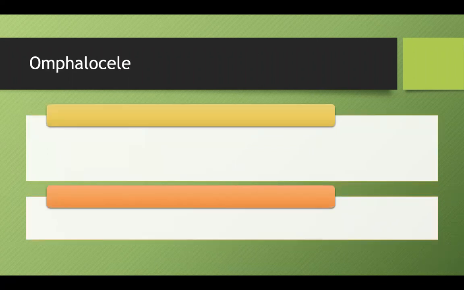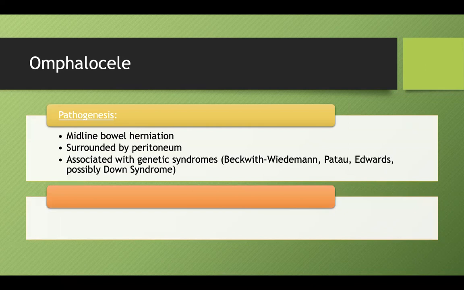Let's move on to a word that I can pronounce a little bit better, omphalocele. So in omphalocele, this is a midline bowel herniation. This is surrounded by peritoneum, and it is associated with a few genetic syndromes.